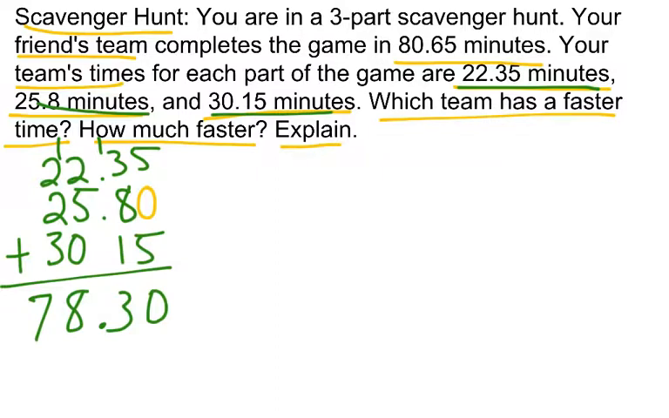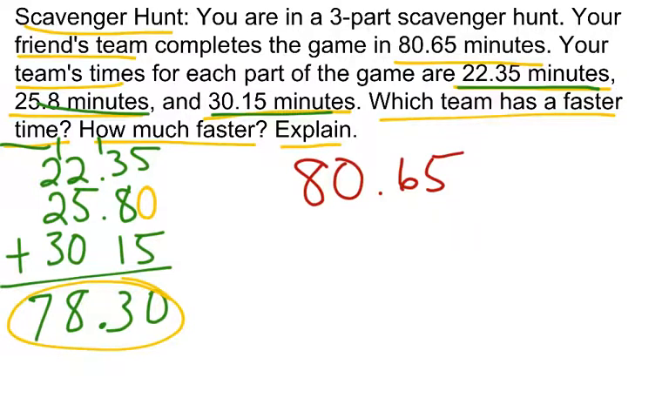So which team has a faster time? So did I win or did my friend win? Well, my friend's team was 80 and 65/100ths. So that means it took them more time to complete the scavenger hunt, because a longer time means it's going to take them longer. So I beat my friend, but we're friends, so I won't rub it in her face. But I am the one who won. So my team has a faster time, so I know the first part. I'm going to circle that in yellow, which I've done for you.